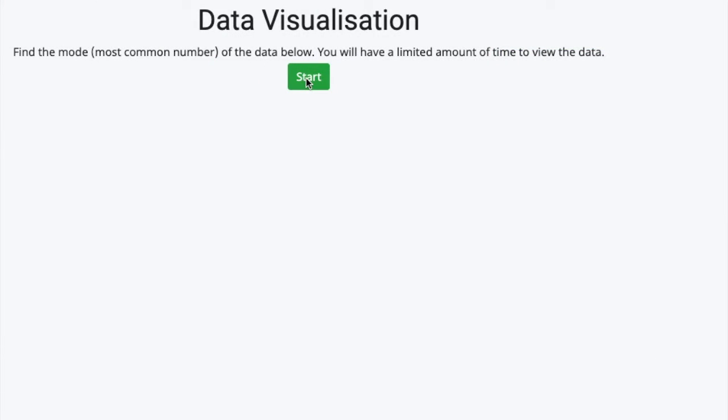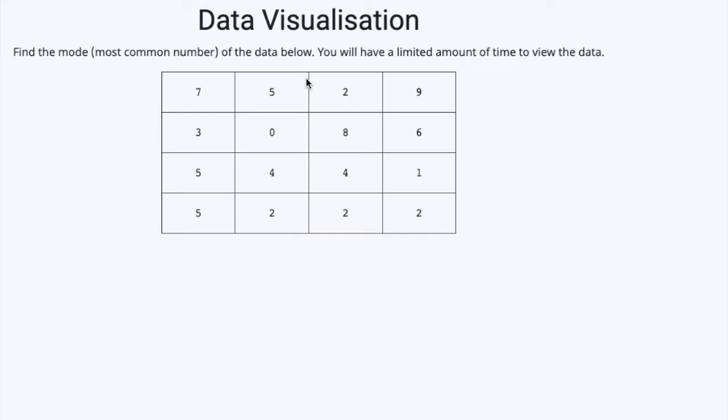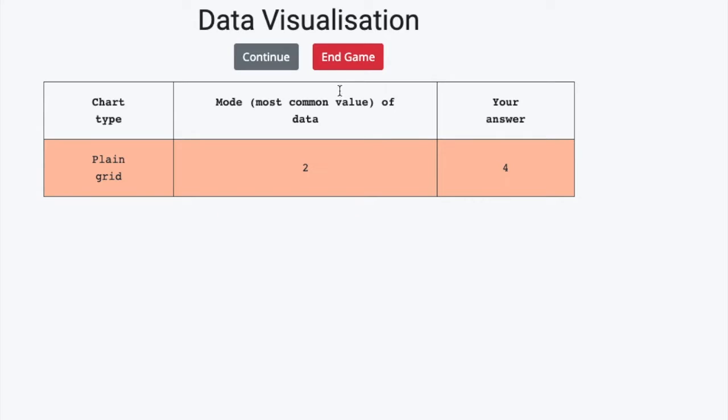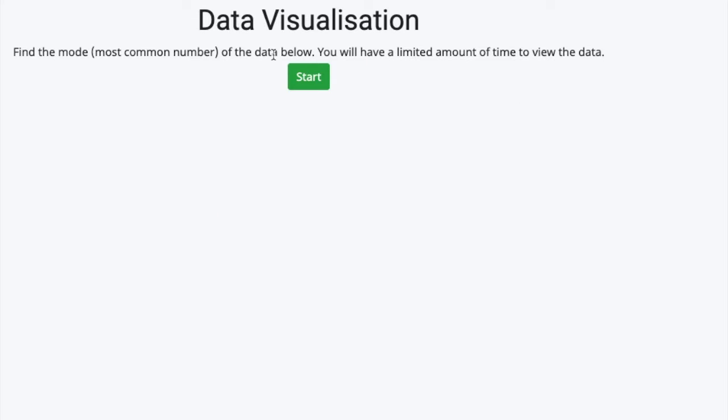Okay, so let's look at this visualization example. I'm going to click on Start, and remember that we're looking for the most common number in this data. First, we have a table which is unformatted, and I don't know, I think it was 4. Nope, the most common value was 2. Let's try it again. You can be trying to do this at the same time.